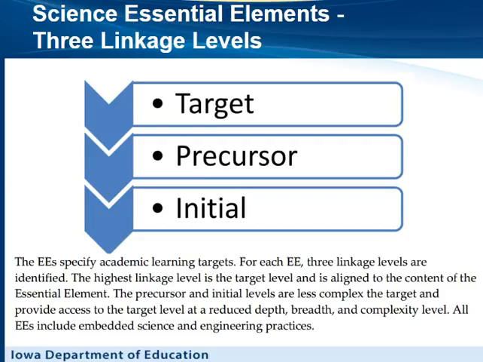One thing important to note is that for the science assessments, there are 3 linkage levels, unlike the 5 linkage levels that we have available for ELA and math. So those linkage levels are not as fine-grained, but there is a target, a precursor, and an initial level that are available for the spring testing in science.